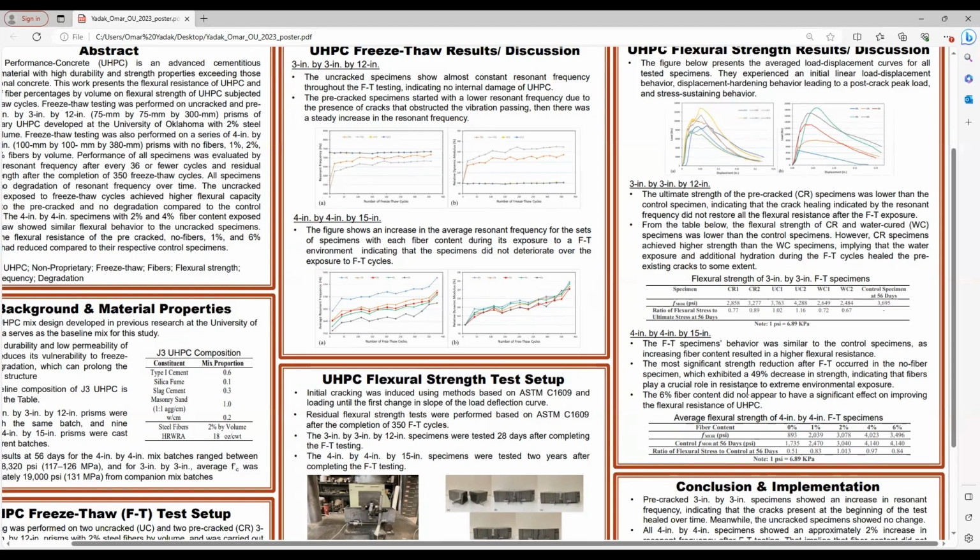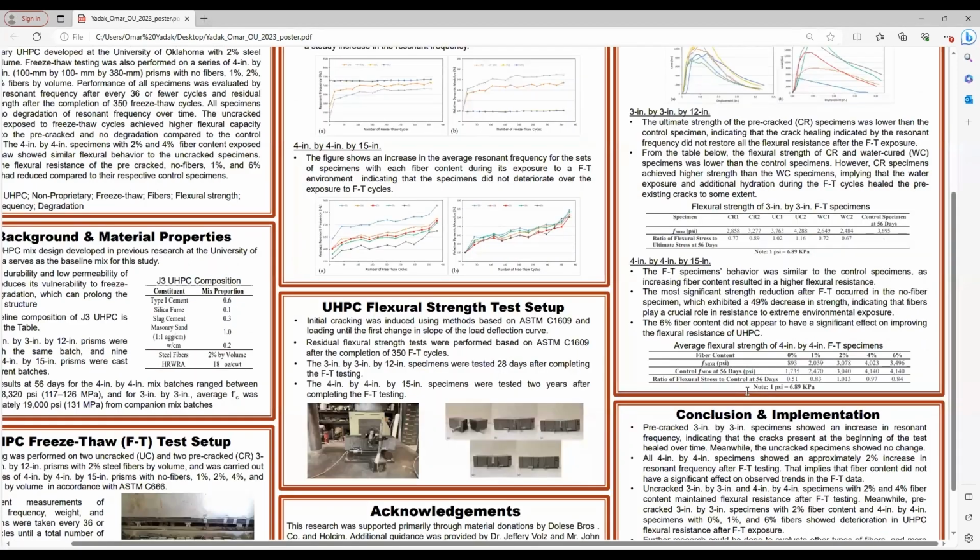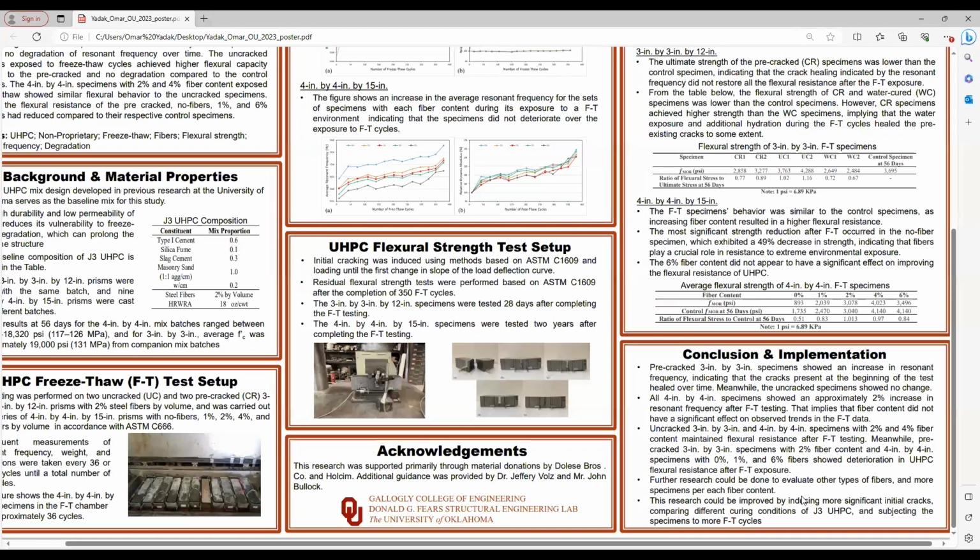In conclusion and implementation, this research can be further done to evaluate other types of fibers and more specimens per each fiber content, and maybe induce more significant initial cracks and compare them to different curing conditions. And with that, I would like to say thank you.